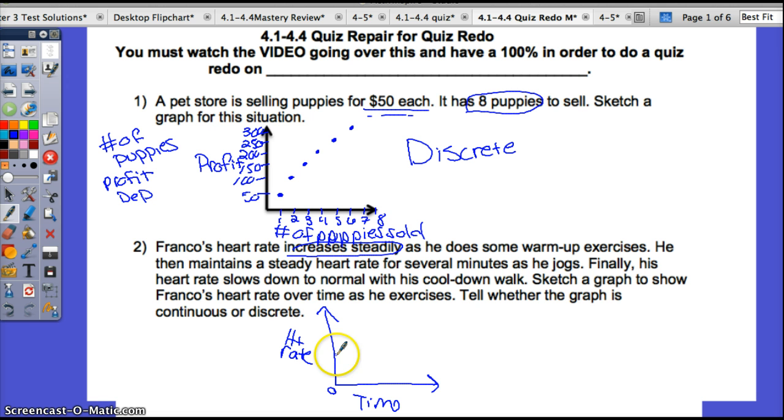He does have a heart rate, so it increases steadily as he does some warm-up exercises. Then he maintains a steady heart rate. So it's steady for several minutes as he jogs. Finally, it slows down to normal with his cool-down walk. There, we sketched it, and it is continuous.